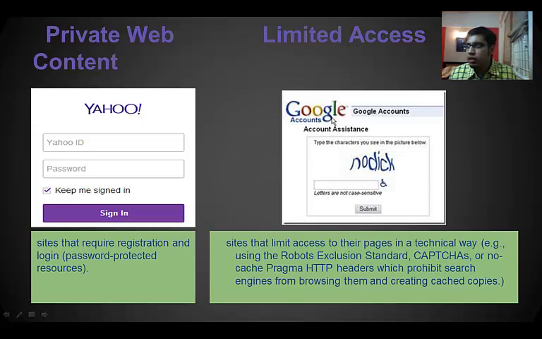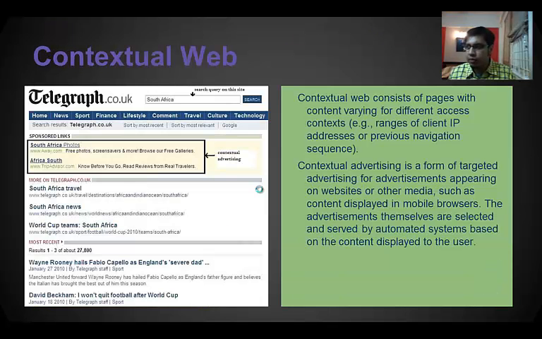Limited access content is content that is specifically designed to prevent certain software programs or bots from accessing it. Basically, it is to ensure that the user accessing the content is human. So things like robot exclusion standards, captchas, or no-cache pragma HTTP headers can prevent search engines from accessing certain content, and thus it is not part of the surface web.